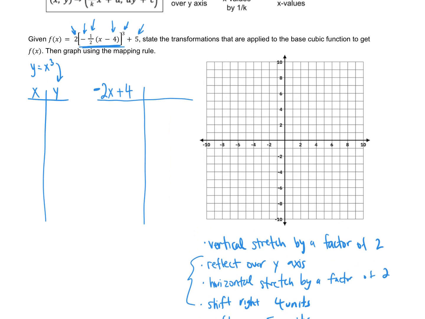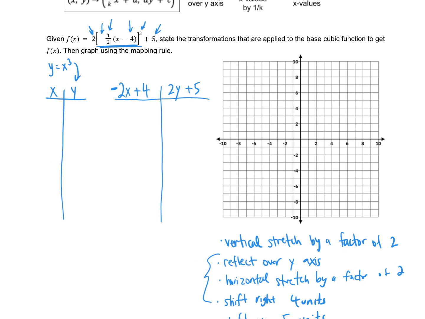And then for the vertical, we're stretching by a factor of 2, so the y will get doubled, and then go up 5, so plus 5. All right, let's get that base function now. So when you're doing a table of values, remember, you can pick whatever x values you want. I like a little bit of symmetry, so I'm just going to go from -2 to 2, some negatives, some positives, and now I'm just going to run them through x to the power of 3. So -2 to the power of 3 is -8, -1 to the power of 3 is -1, 0 cubed, 1 cubed, 2 cubed. Now I have my starting coordinates, okay, and now I'm going to run them through the mapping rule.